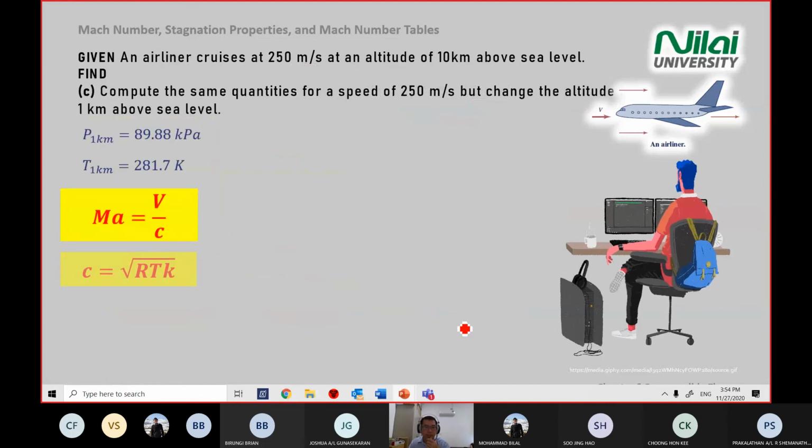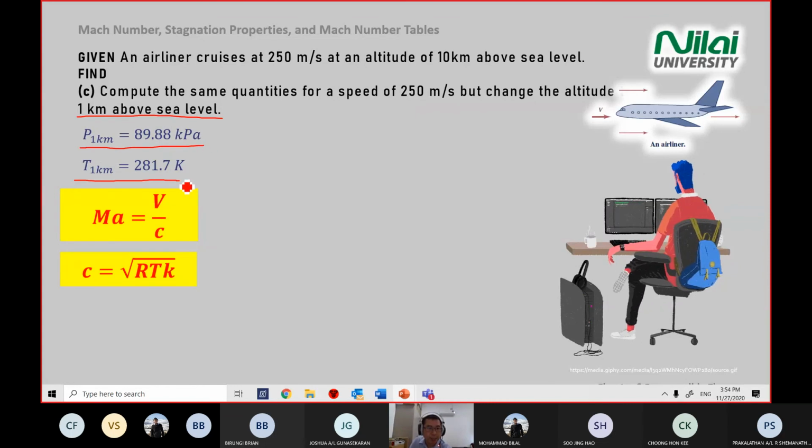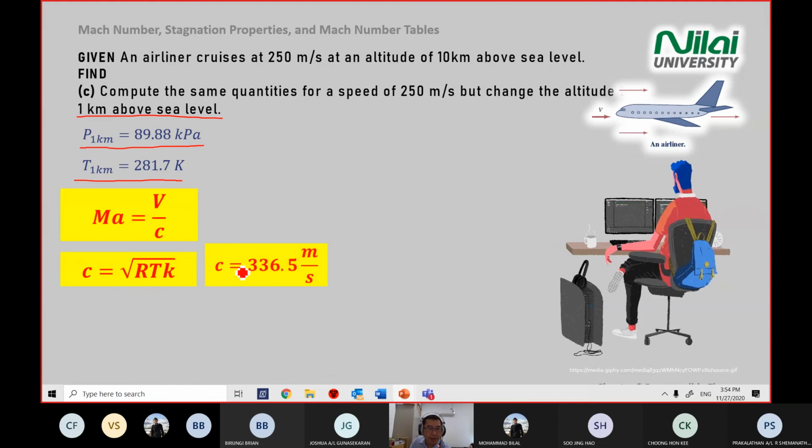The third one is now you change the altitude to 1 kilometer. Now we look at the 1 kilometer case. Forget about 10 kilometer already. You set up everything for the calculation. You look at the table. Find what the pressure is at 1 kilometer, and what the temperature is at 1 kilometer from the table. Substitute in the Mach number equation, Ma equals V divided by C. Recall the definition of speed of sound equals square root of RTk, with k from table 1.8. You get your speed of sound at 1 kilometer above sea level equal to 336.5 meter per second.